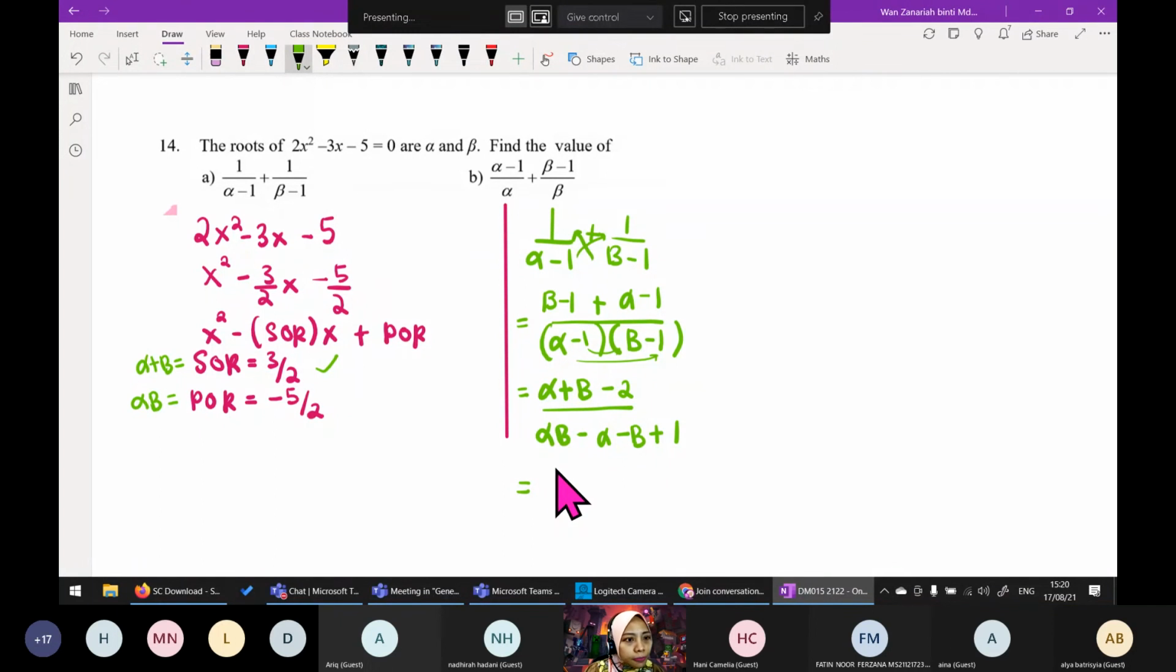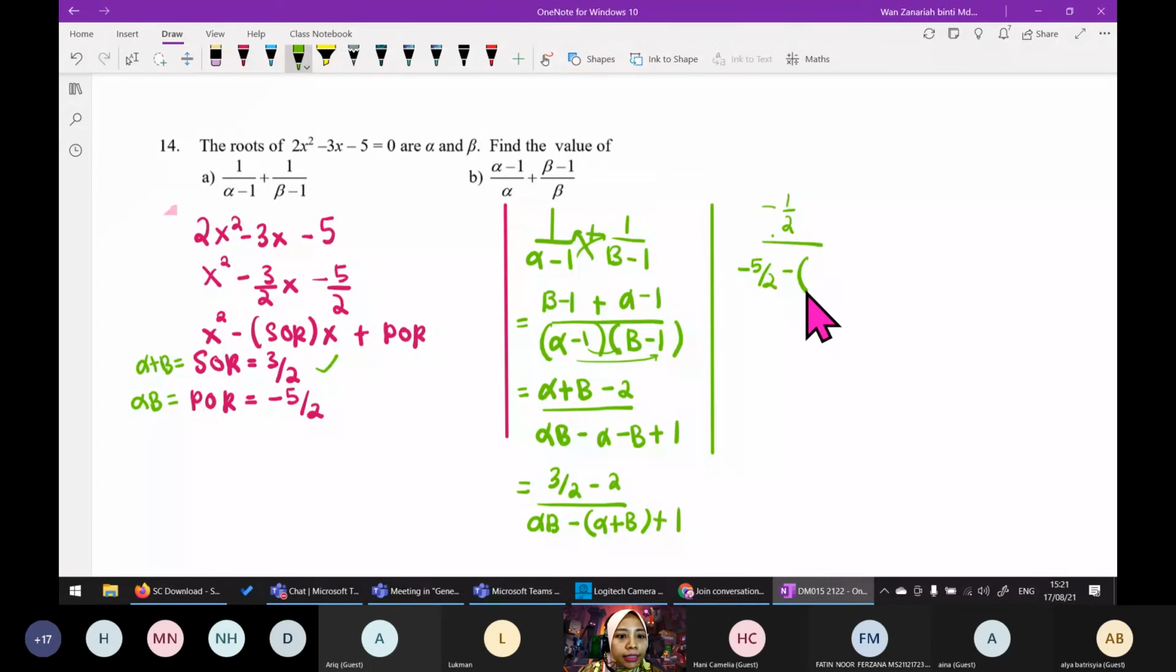So, alpha plus beta adalah 3 over 2, minus 2 over dengan, okay, alpha beta minus, okay, ni kena buat bracket, alpha plus beta. Supaya you expand, you dapat negatif juga, right? Betul? Minus alpha plus beta, 3 over 2 plus 1. Okay, what's the answer? Tekan calculator. Negative 3. So, negative 1 over 2 over negative 3, yes, 1 over 6. So, that's your final answer.